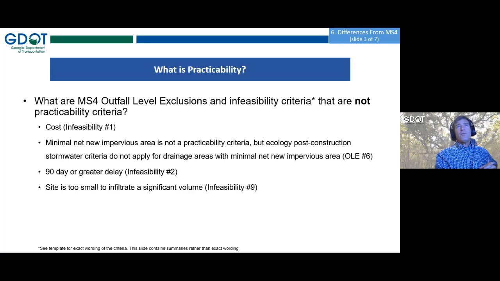Now let's look at what MS4 outfall level exclusions and infeasibility criteria are not practicability criteria. So it's the difference between MS4 and Ecology post-construction stormwater. So one, cost and feasibility. Another is the minimal net new impervious area. Another is a 90-day or greater delay, and the site being too small to infiltrate a significant volume. These are MS4 criteria, and they're not practicability criteria.